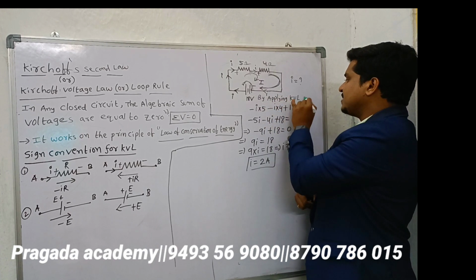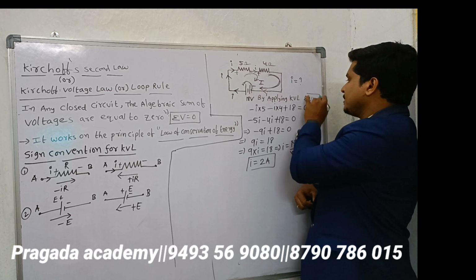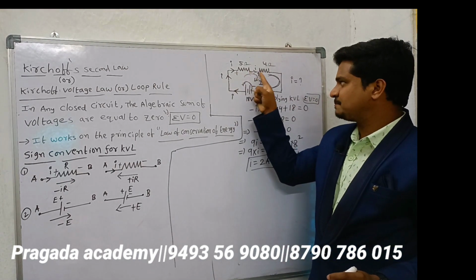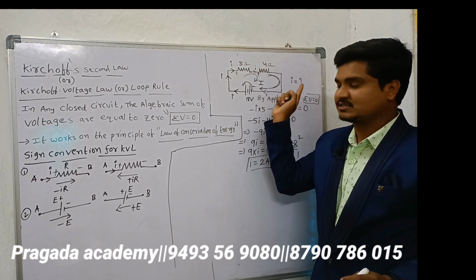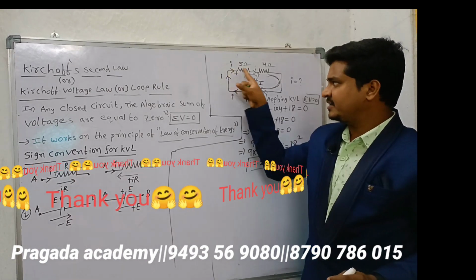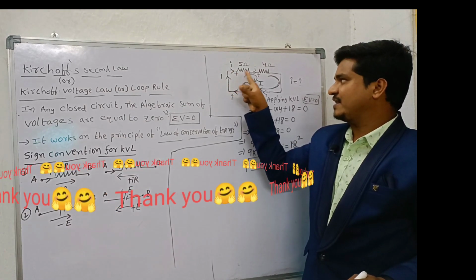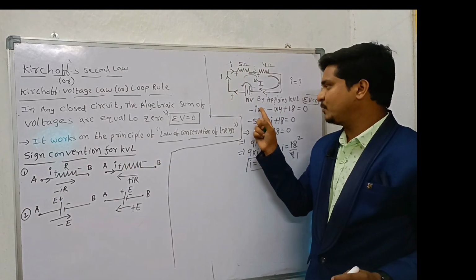So by applying KVL, sigma V equals 0. Mainly you need to remember that when you consider the loop, you need to take plus and minus in the place of resistors. Then you need to consider the current direction. If the arrow is moving towards the plus, you need to take that value as minus for the potential difference.